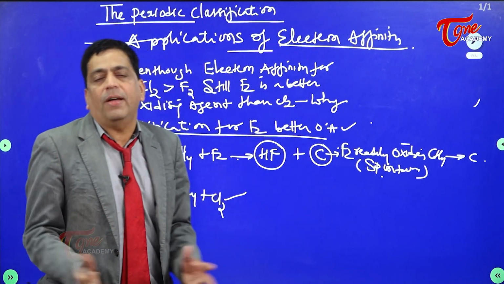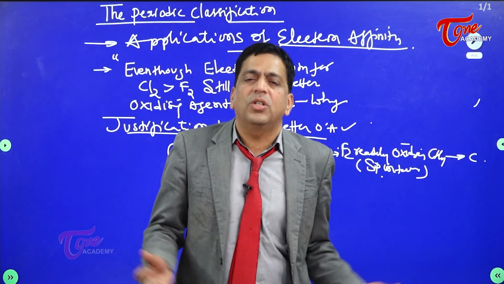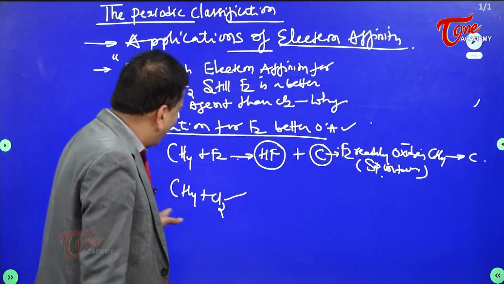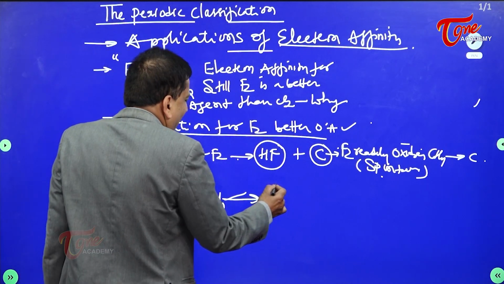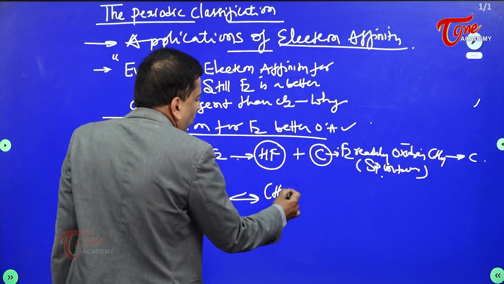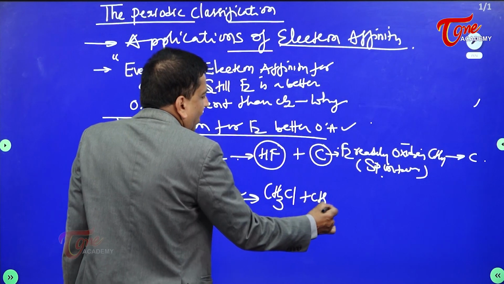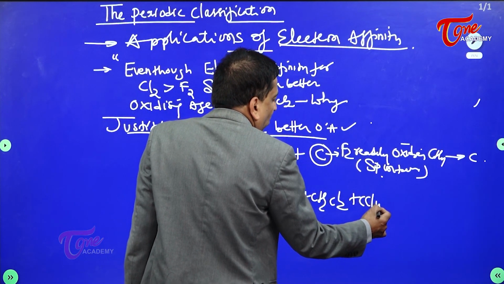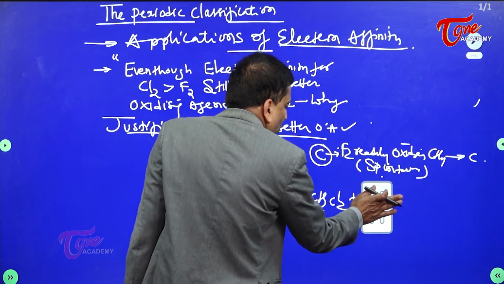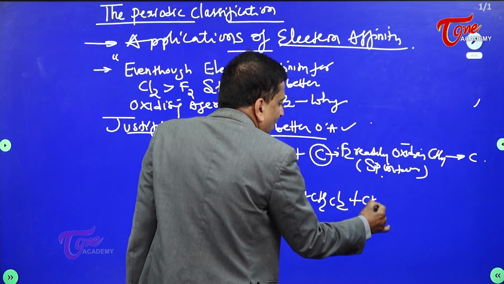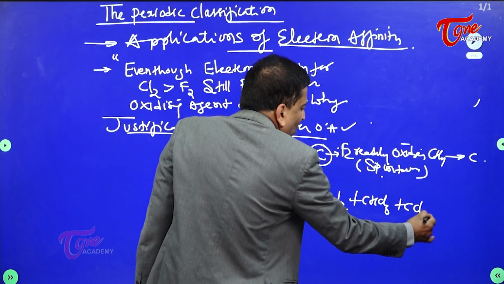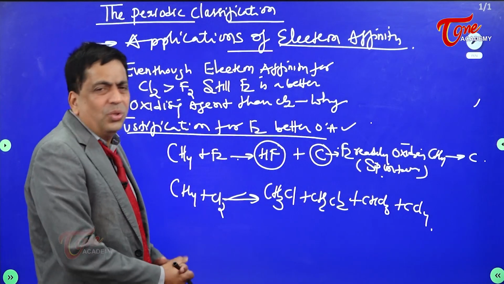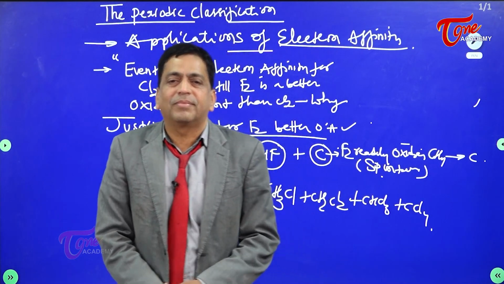It's spontaneous. It readily occurs. But look into this reaction. It gives all sorts of products. This first will give you CH3Cl. Then further it gives you CH2Cl2, and then CHCl3, and then the final product will be CCl4. You must understand this. So the reaction is slow.